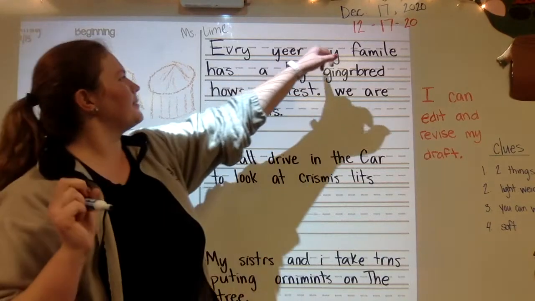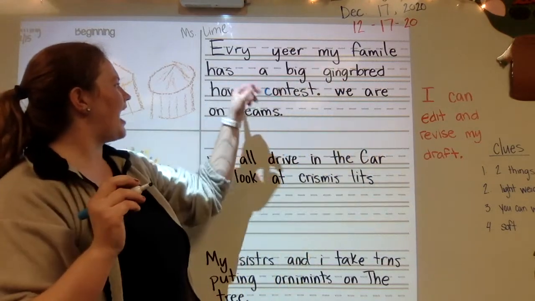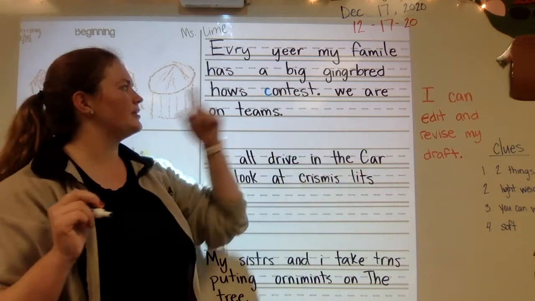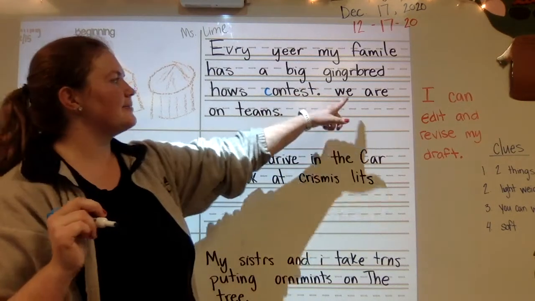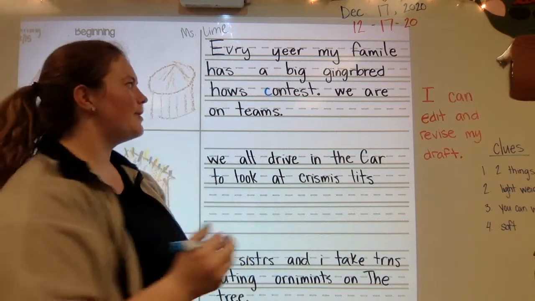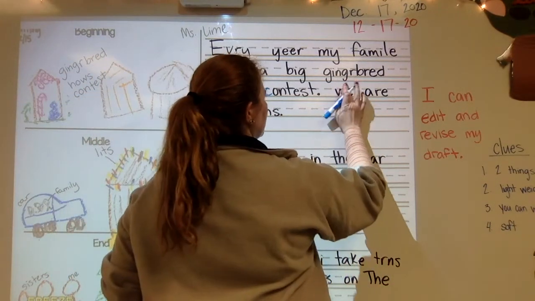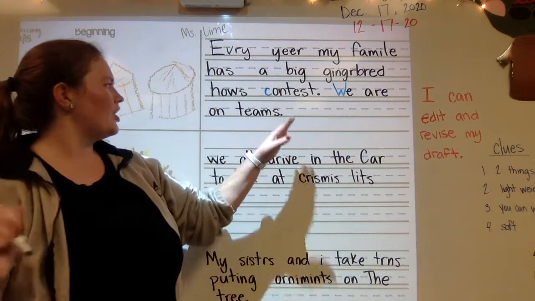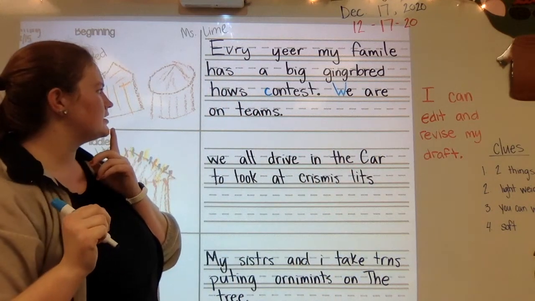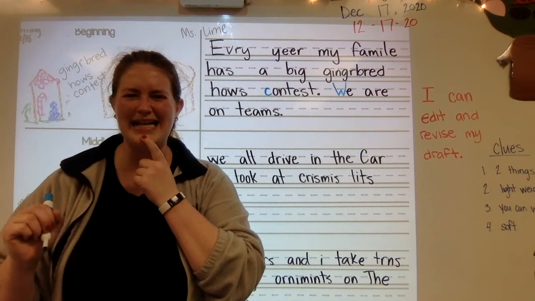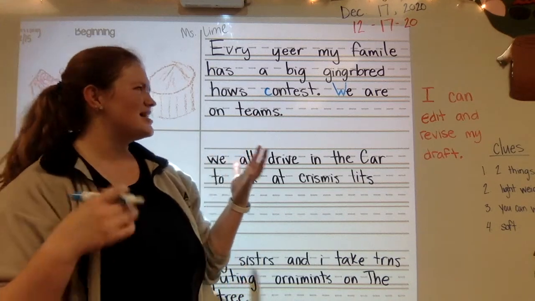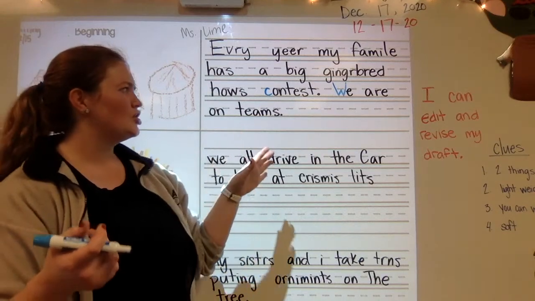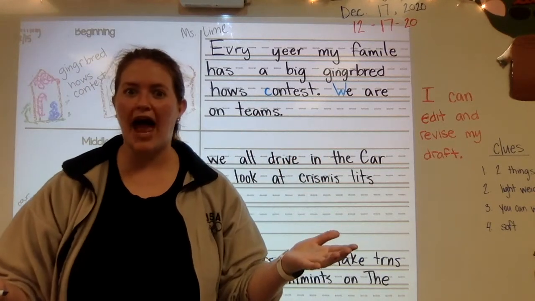Let's see. Every year, my family has a big gingerbread house contest. We are on teams. Uh-oh, wait a second. That's the beginning of a sentence. It's supposed to be a capital W. Oh, that definitely needs to be changed. There we go. We are on teams. That doesn't really make sense. Like, if I didn't know, I would be really confused. Maybe I could add, we are on teams when we build the houses.